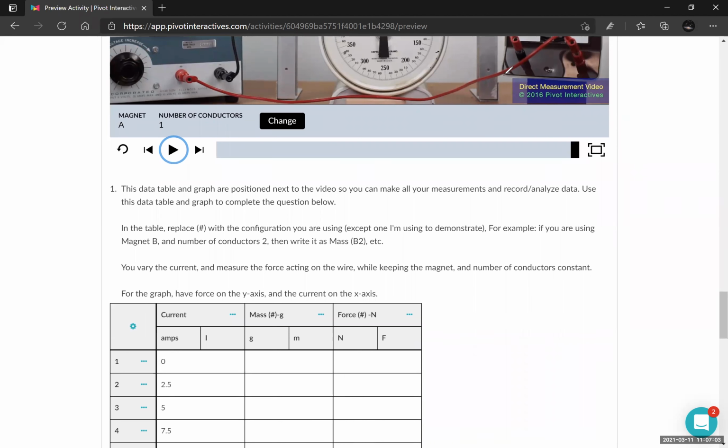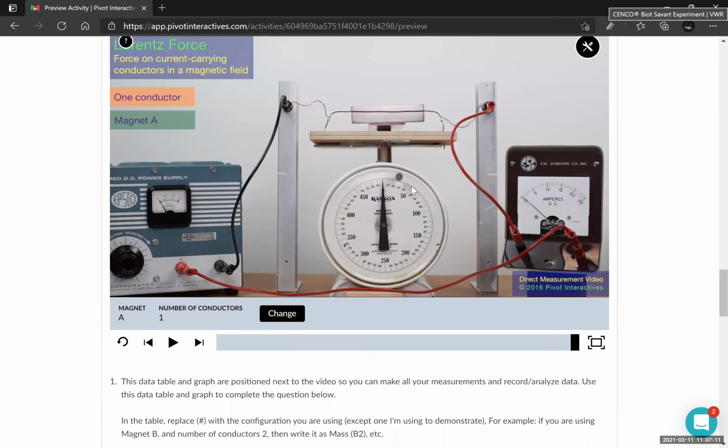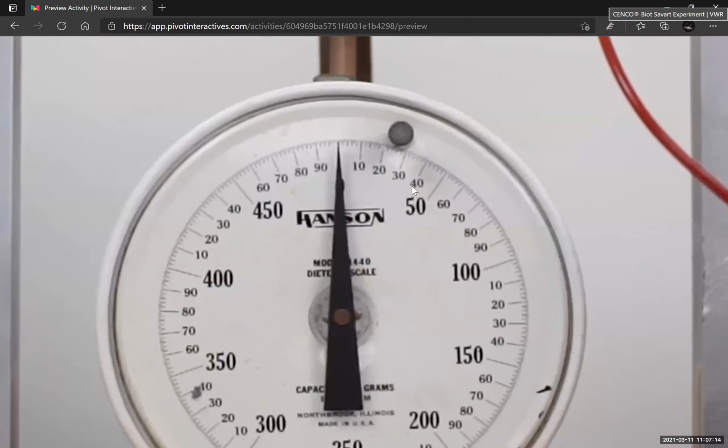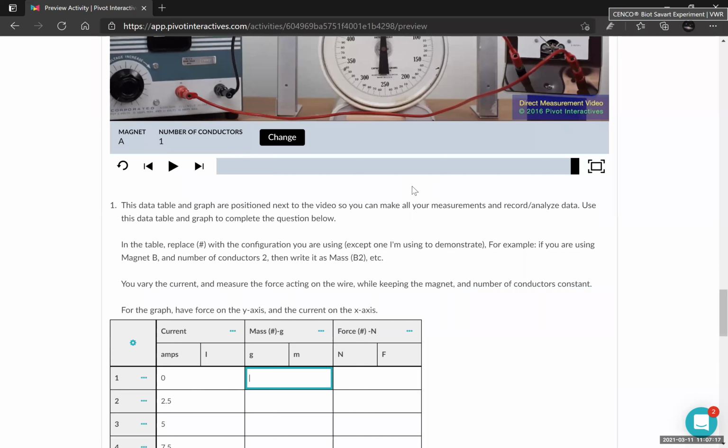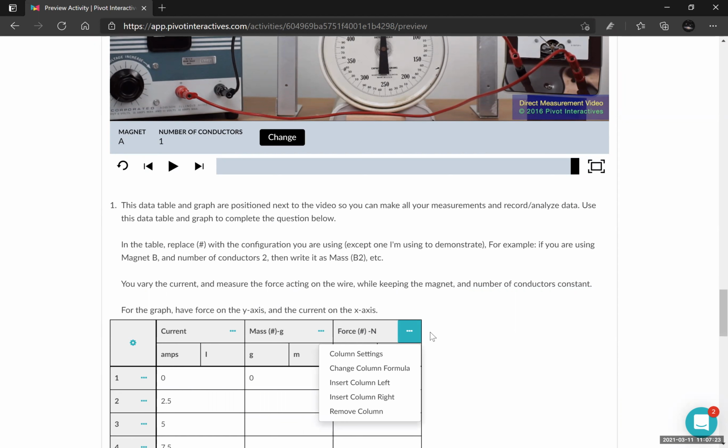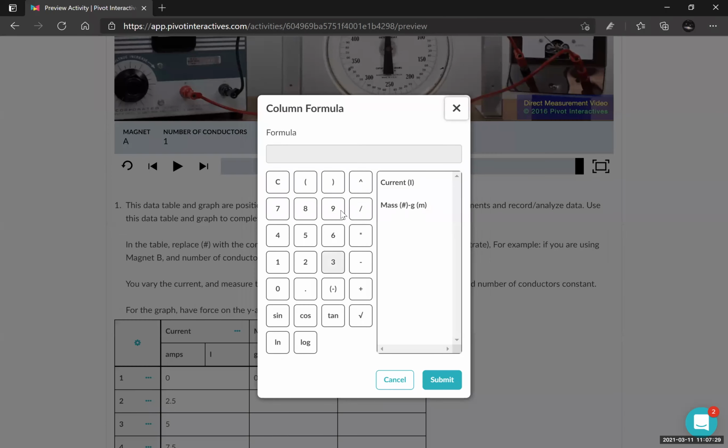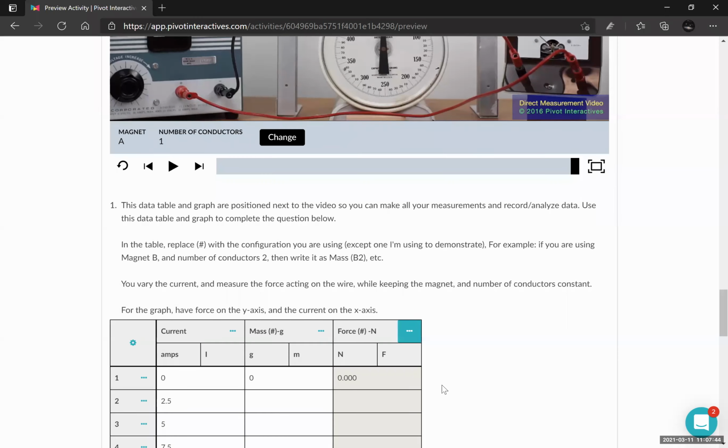That means what you do here is you look at your 0 as a first measurement. So you can say, okay, when the current is 0, what is the reading? You can zoom in, and that's basically 0. So you come back and say mass is 0. Then force is a measurement that requires you to take the mass, convert it to kilograms, times 9.8. So you change the column formula: take the mass, convert it to kilograms. Remember, it's going to be in grams. To convert to kilograms, you just need to divide this by 1,000, and then times 9.8. And that will give you the force.